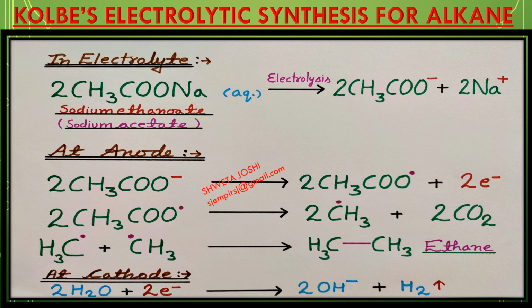Now covering reaction at cathode, water will dissociate into H+ and OH-. Since we are taking 2 moles of water, we will obtain 2 H+ and 2 OH-. 2 H+ ions will gain 2 electrons and form H2, which will be liberated in the form of hydrogen gas. The side product will be 2 moles of OH-. In case of electrolysis, whatever be the number of electrons removed at anode is the same as the number of electrons gained at cathode.